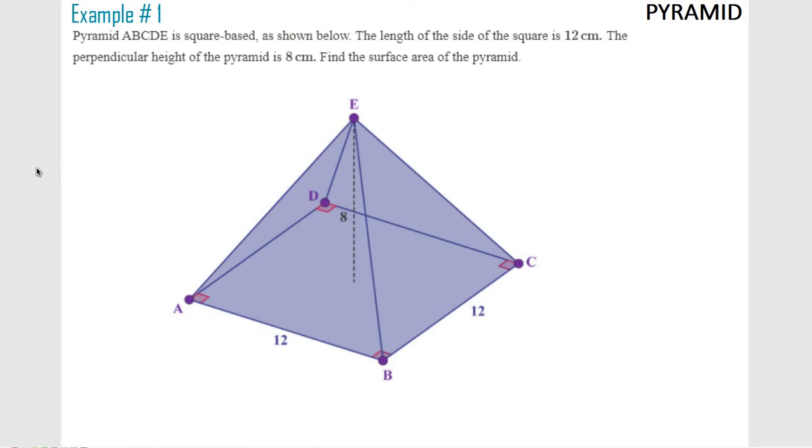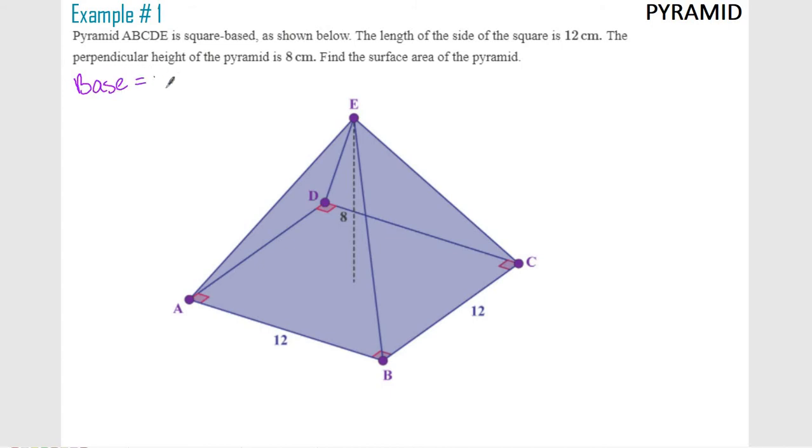Okay, so let's do some examples. So here we have a pyramid. It is square-based, as shown below, and the length of the side of the square is 12, and the perpendicular height of the pyramid is 8. Okay, so perpendicular height is 8, and notice it's going through the apex. So find the surface area of the pyramid. Well, we've got the base is one part of the pyramid, right? If we were able to hold this pyramid, that would be one face. So the base is one thing we need to find.